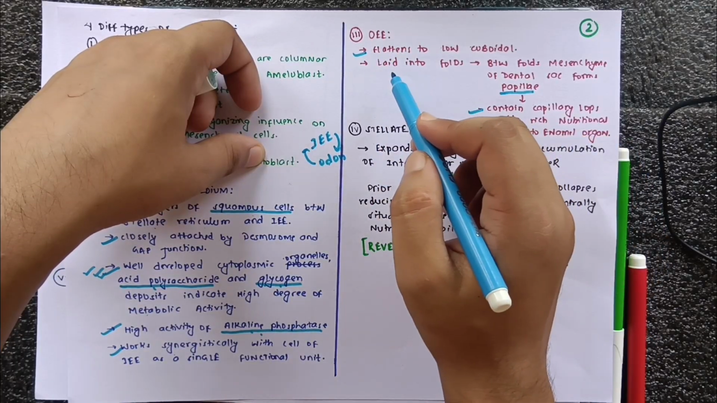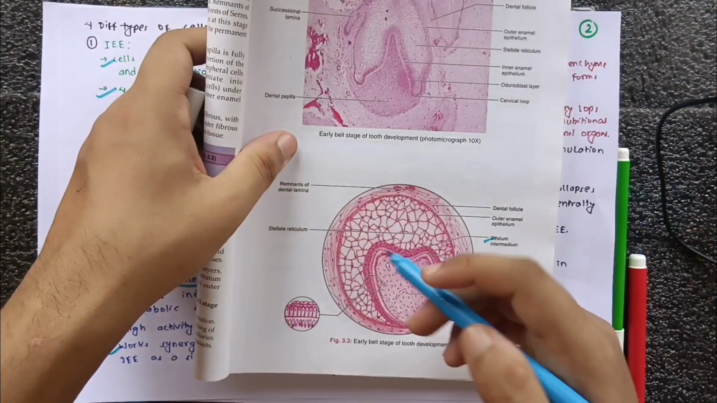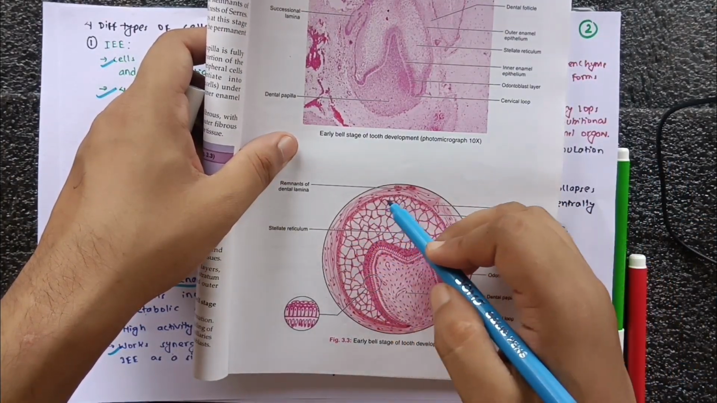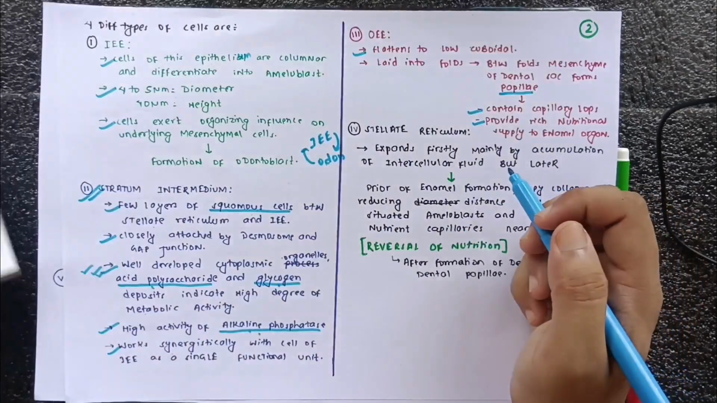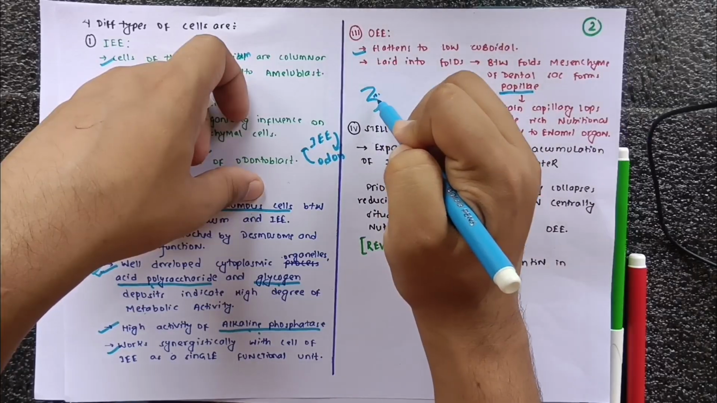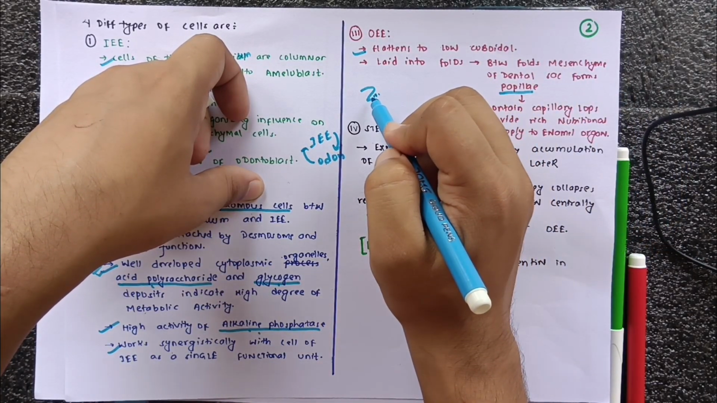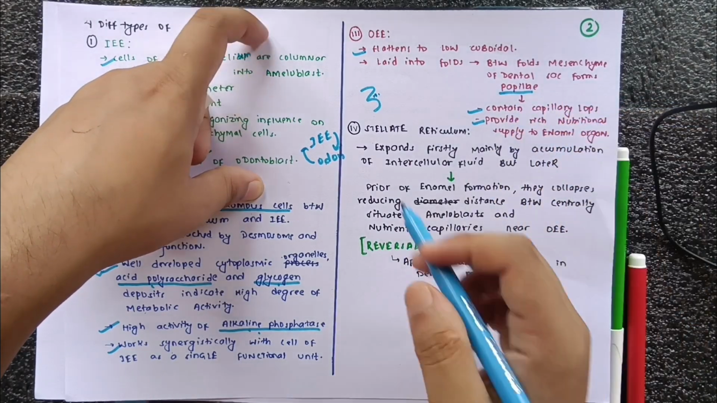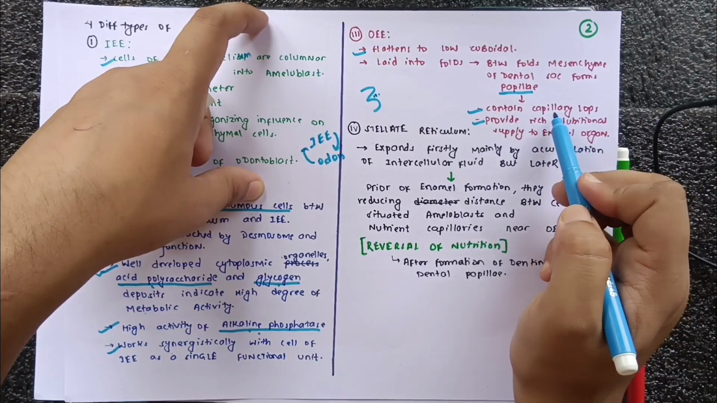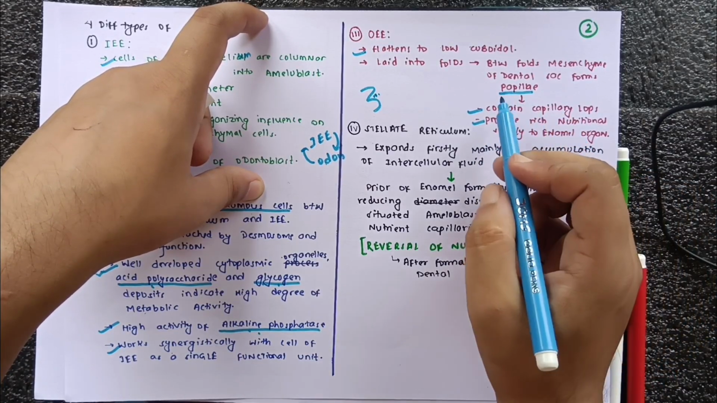So this is the outer enamel epithelium, and folding happens in this layer. This is a space between two folds, and in the fold there is mesenchyme. This is the mesenchyme of the dental sac, and it contains capillary loops. Those capillary loops contain blood, and they are responsible for providing the nutritional supply to the enamel organ.